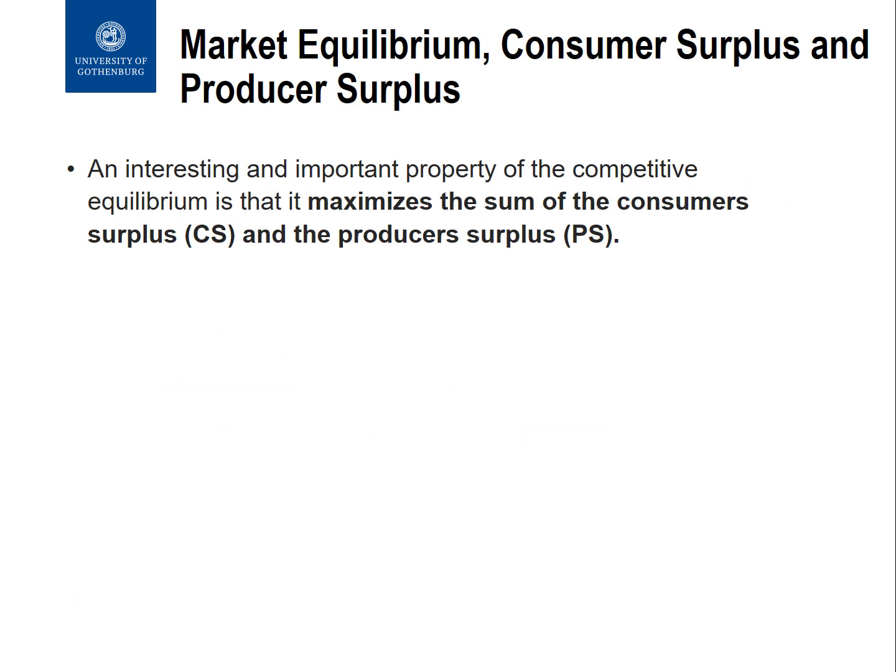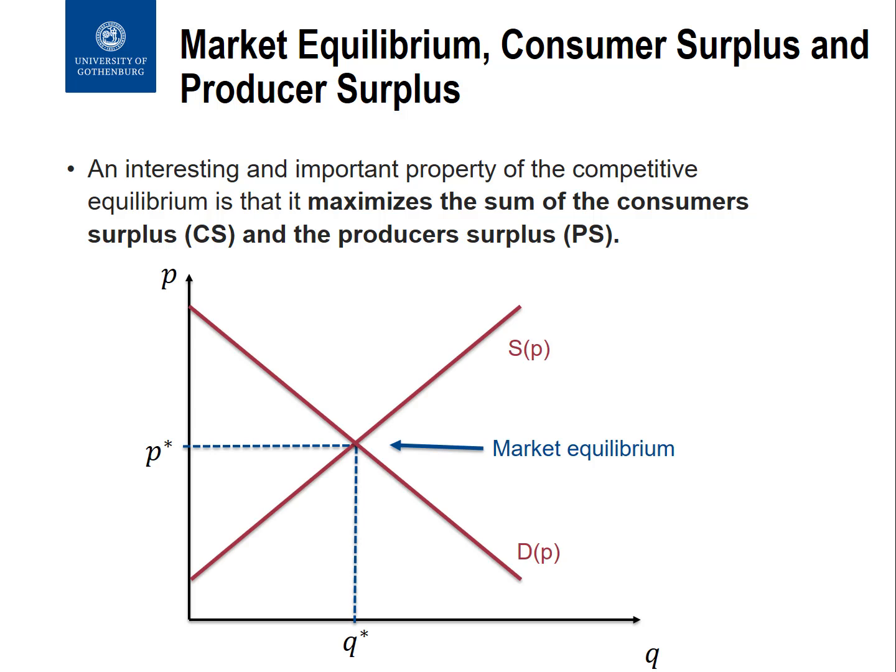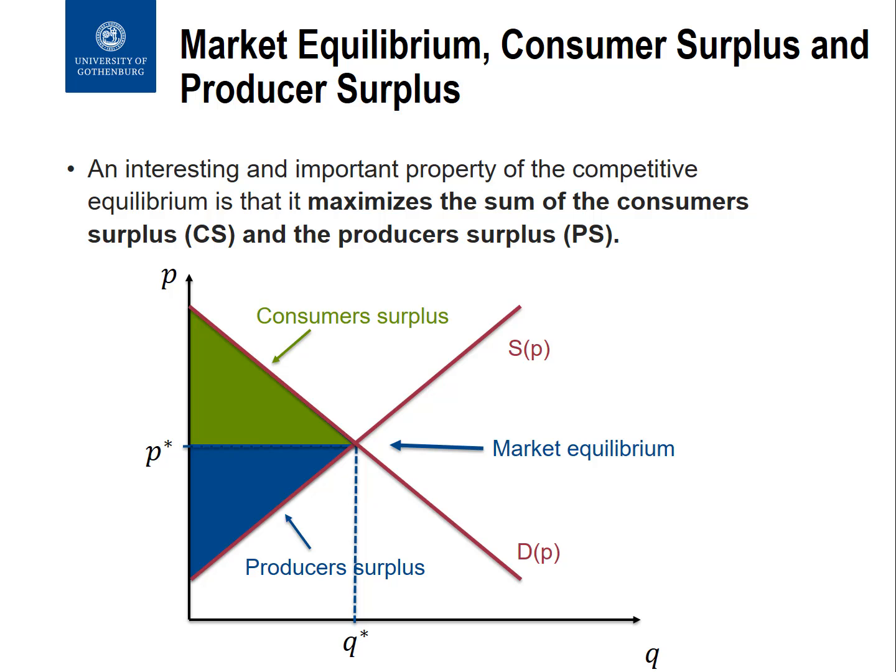An interesting property of the competitive equilibrium is that it maximizes the sum of the consumer surplus and the producer surplus. Let's remember what we learned before. On this diagram, the consumer surplus is above the market price and below the demand curve, while the producer surplus is above the supply curve and below the market price.